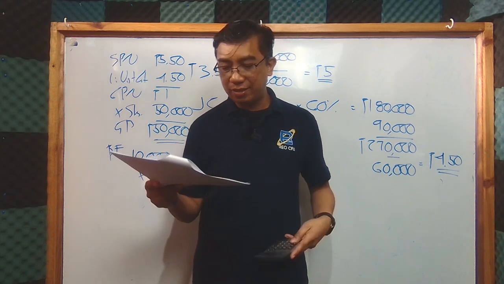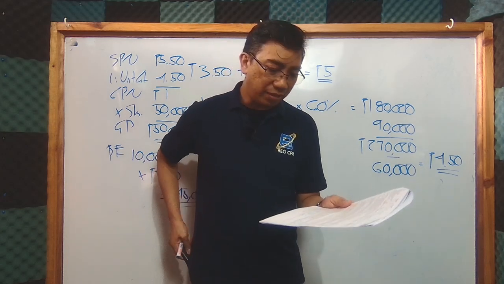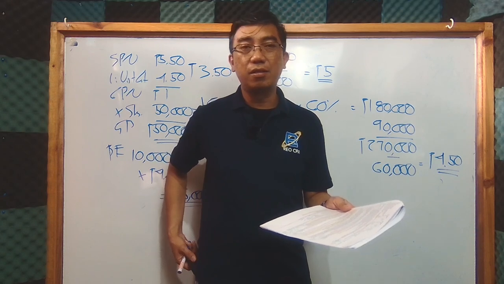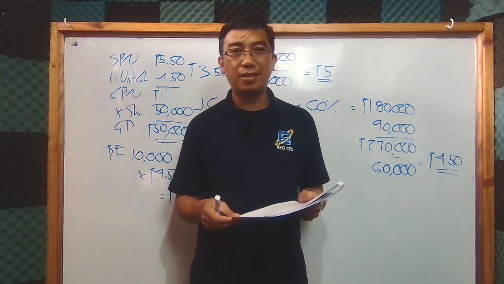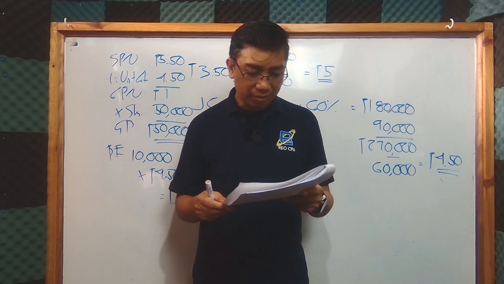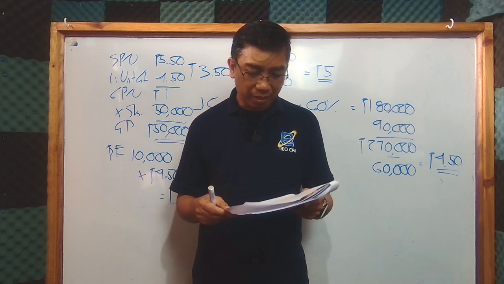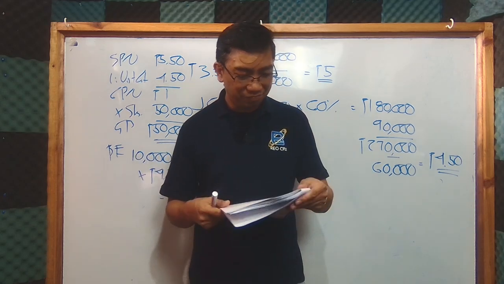So, class, alin lang sa dalawa ang pwede nating i-process further? So, between product X and product Y, only product X should be processed further and product Y should be sold as is. Tamang sagot is letter D or delta, process product X further and sell product Y at split-off. Answer, delta. Class, madadali lang to.